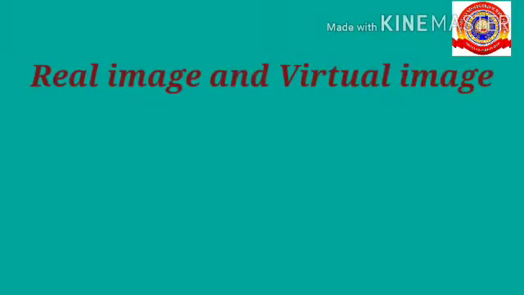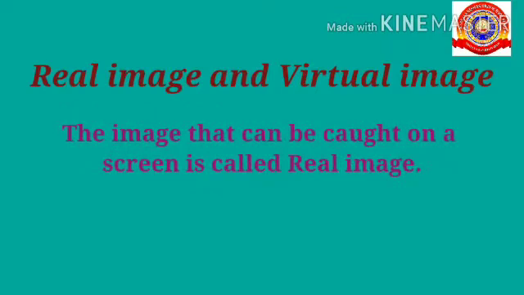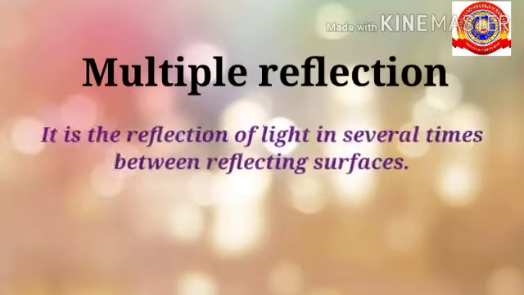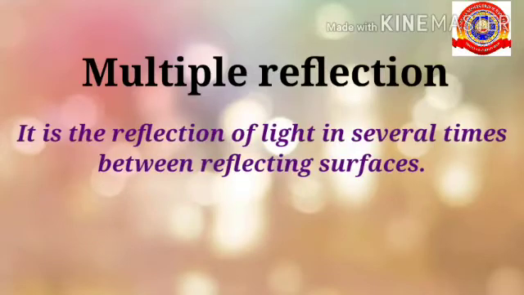Based on the nature of the image formed, we can classify it into two: the real image and the virtual image. A real image is an image that can be caught on a screen, and a virtual image is an image that cannot be caught on a screen. Next is multiple reflection. Multiple reflection means the reflection of light several times between reflecting surfaces.